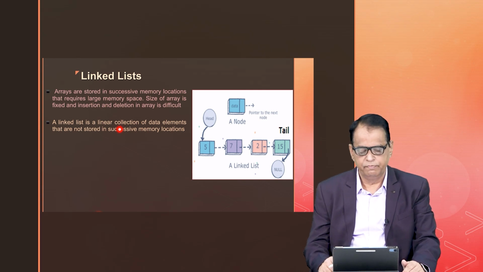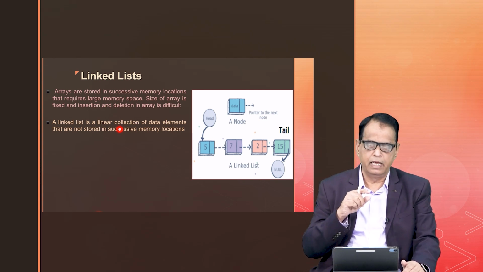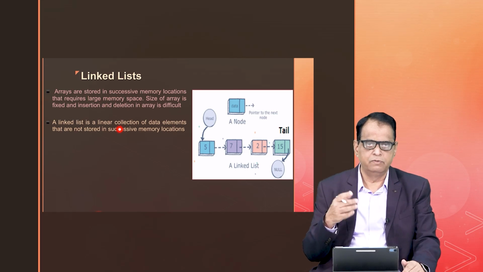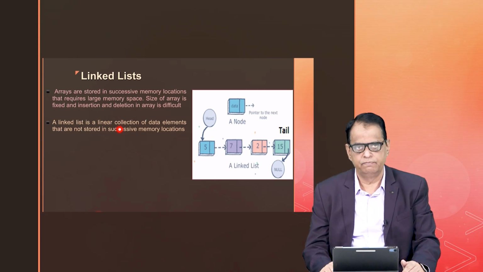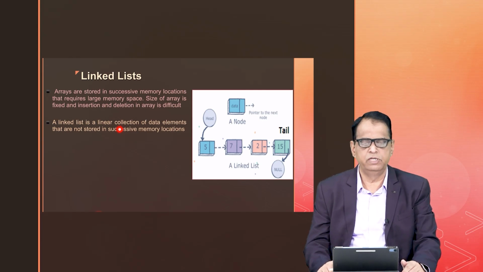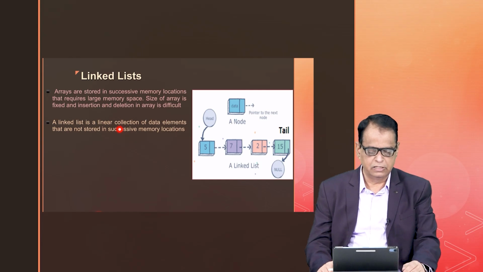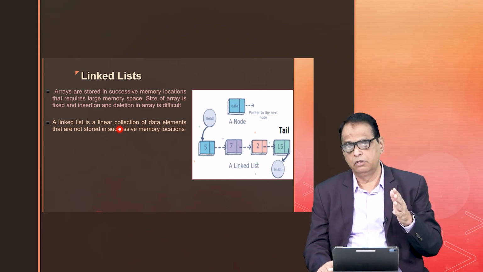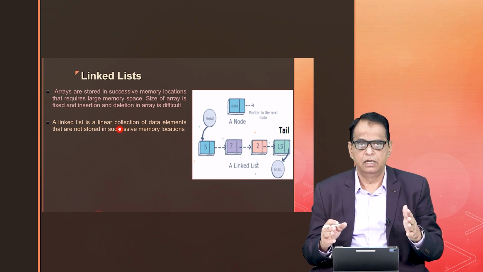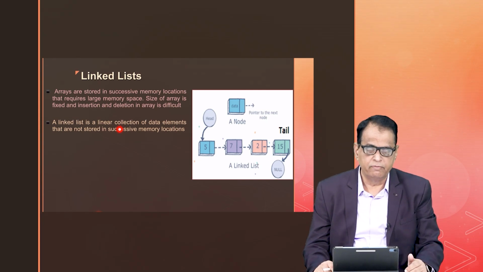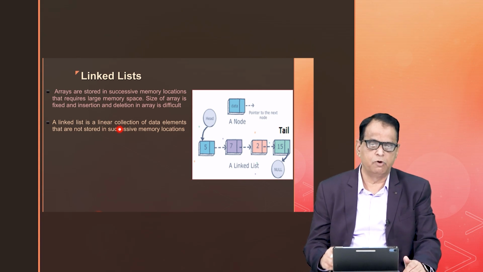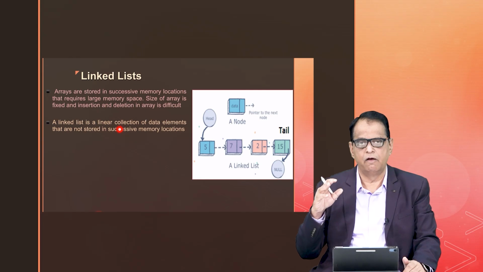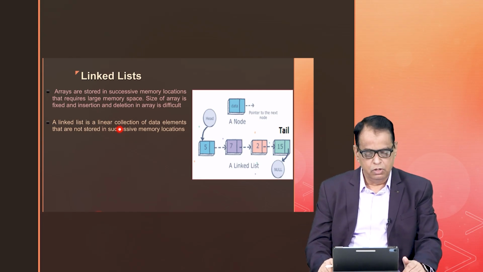And therefore, in such a case, it is possible to create a linear collection of elements as we do in an array, and at the same time not require successive memory locations. This can be achieved by using the data structure called a linked list. Also, the size of an array is fixed and cannot be changed. But a linked list is a data structure where the size is not fixed, and we can increase the size of the linked list dynamically. That can be done with the help of the linked list.